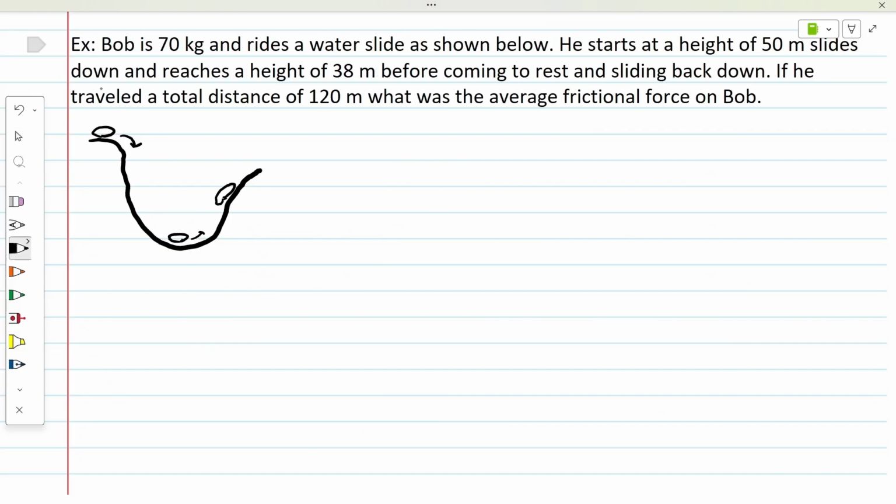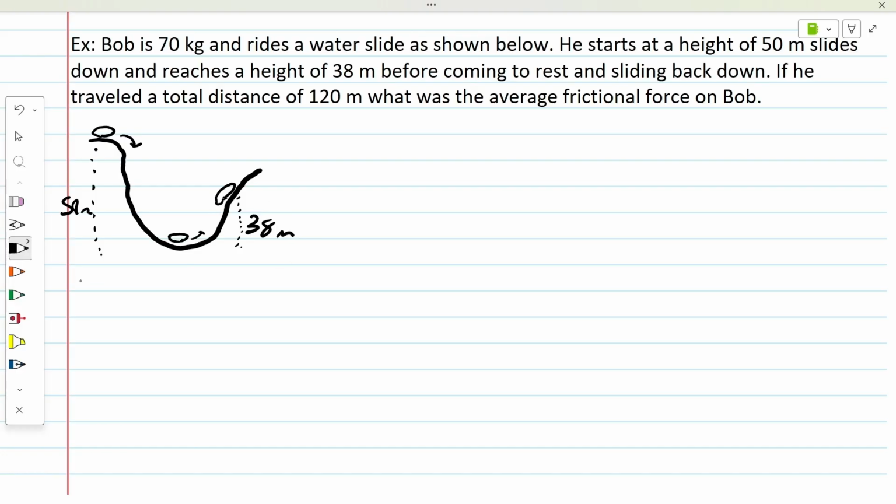Alright, so we have Bob, who is 70 kilograms and rides a water slide as shown below. He starts at a height of 50 meters, slides down and reaches a height of 38 meters before coming to rest and sliding back down. If he traveled a total distance of 120 meters, what is the average frictional force on Bob? So in this case, this is his initial height here, which is 50 meters, and he reaches this height of 38 meters when he comes back up, and then he slides back down.